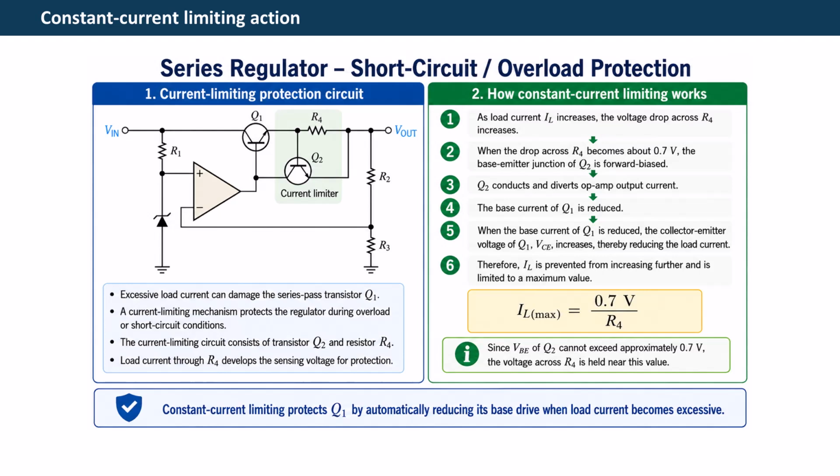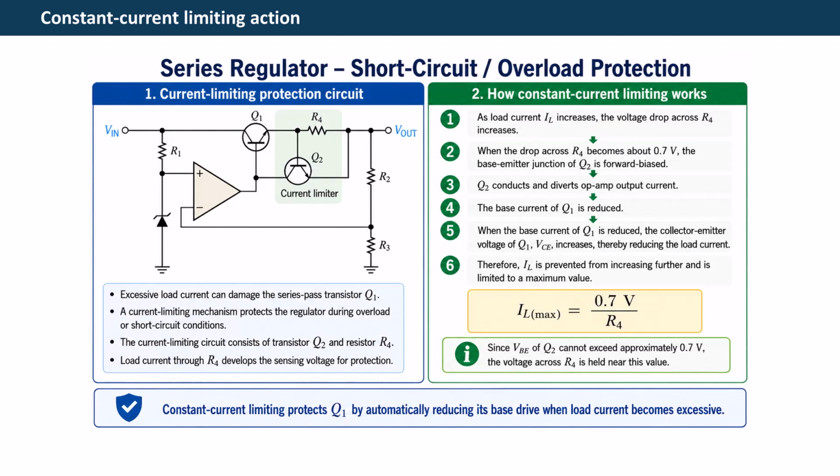The current limiting circuit consists of transistor Q2 and resistor R4. Load current through R4 develops the sensing voltage for protection. As load current IL increases, the voltage drop across R4 increases. When the drop across R4 becomes about 0.7 volts, the base emitter junction of Q2 is forward biased. Q2 conducts and diverts op-amp output current. The base current of Q1 is reduced.